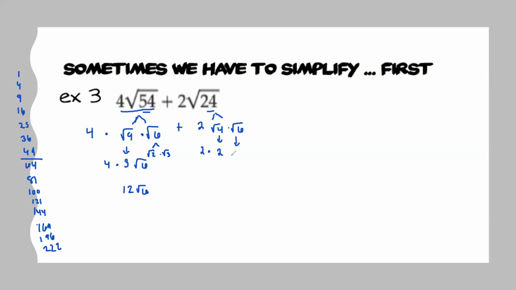The square root of 6 would be 2 and 3, which we know is just the square root of 6. So we end up with plus 4 on the square root of 6. Now we have matching radicands. We can say, all right, 12 and 4 is 16 on the square root of 6 would be my solution. That is how we are going to do these problems. So if you need to, pause and get this copied down.